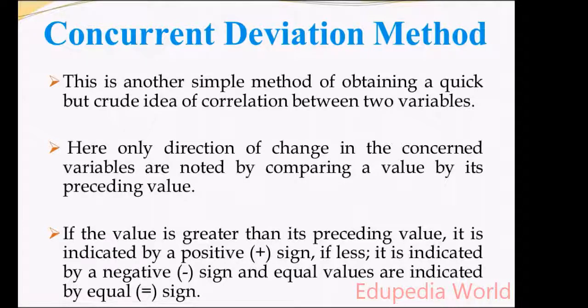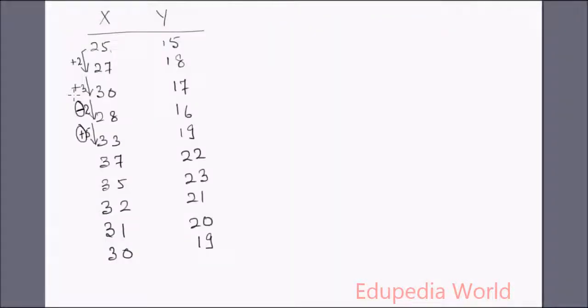The direction of change in the concerned variables are noted by comparing the value with its preceding value. If the value is greater than its preceding value, it's indicated by a positive sign, and if it is less, it's indicated by a negative sign. Further, if the values are equal, they are indicated by an equal sign. So let's do that in our example here. Let me draw 2 more columns to mark the change in direction for both x as well as y. Let me call these deviation 1 and deviation 2 for x and y.